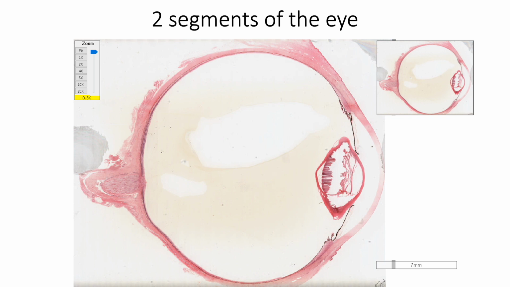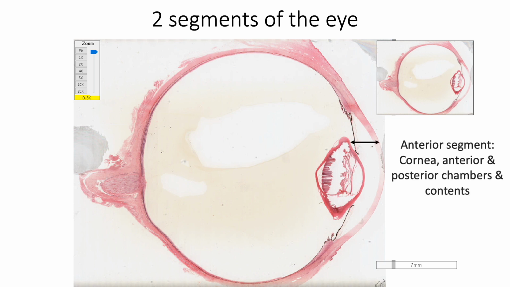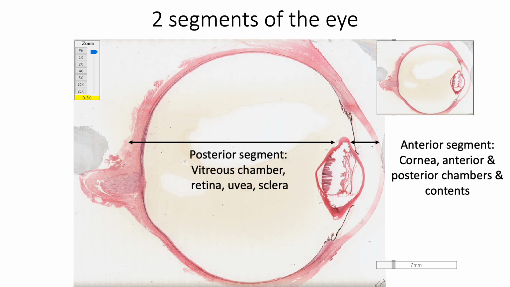Lens separates the eye into 2 segments. Anterior segment includes cornea, anterior and posterior chambers along with their contents. Posterior segment posterior to the lens includes vitreous chamber, retina, uvea, and sclera.